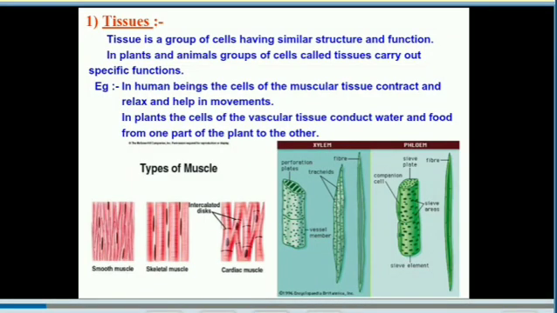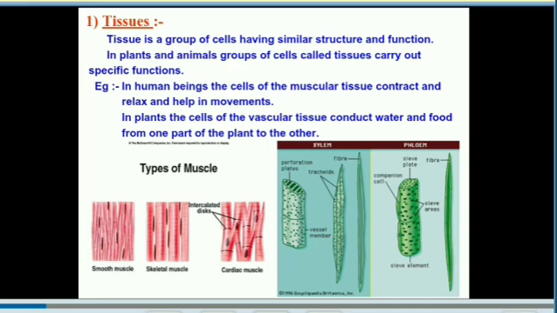We were doing the chapter tissue and we have discussed that a tissue is a group of cells, or we can say a cluster of cells, having similar structure and performing some specific functions. As we all know, in plants and animals there are groups of cells which are collectively called tissues, and they perform some specific functions.